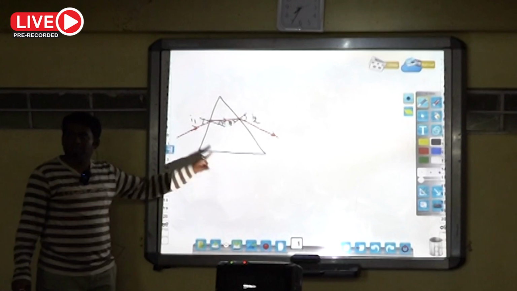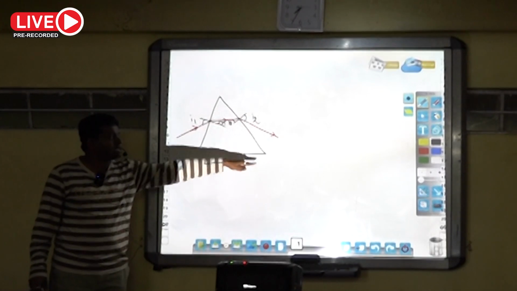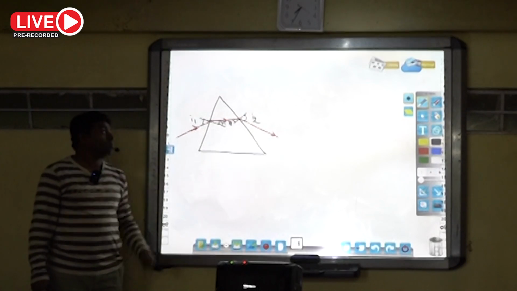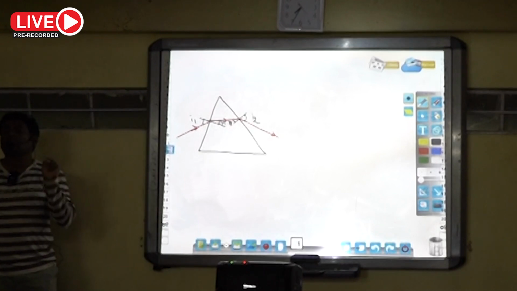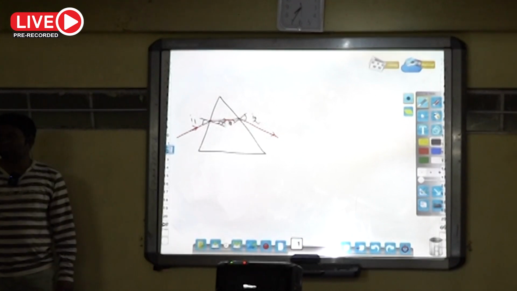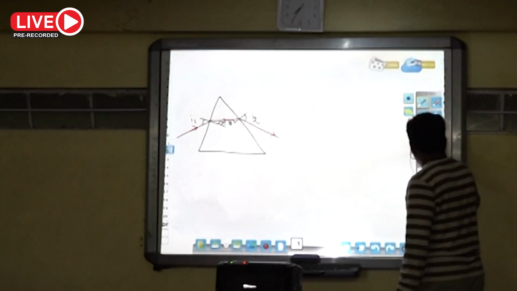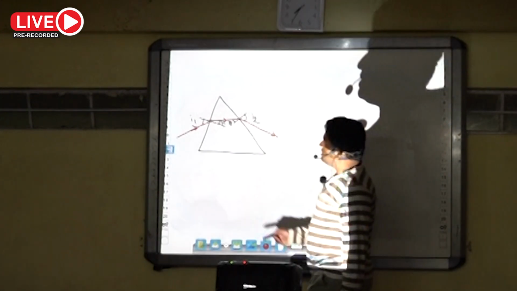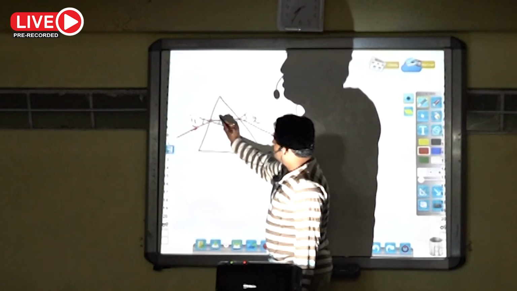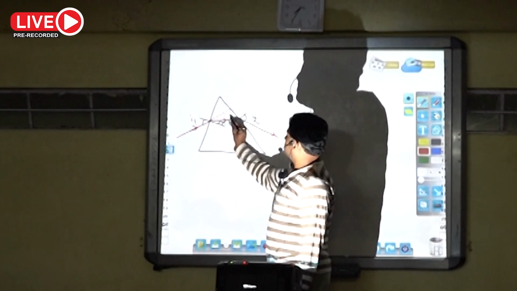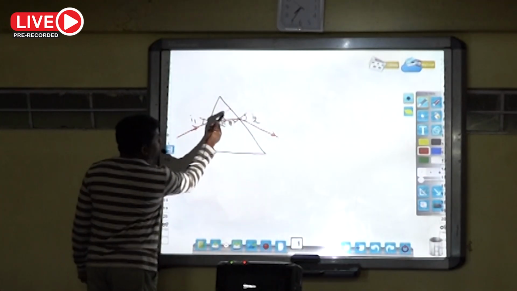See, this is the base of the prism, and after two successive refractions, this light ray is bending towards the base of the prism. Now we want to find out the angle of deviation produced in the path of the light ray by this prism. So we consider that if there were no prism, this light ray would follow this path, and due to the introduction of the prism, this light ray is actually following this path.